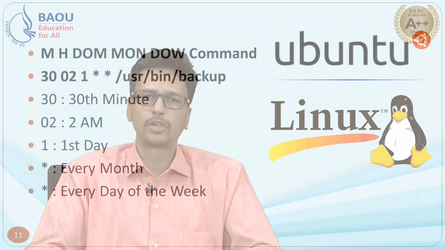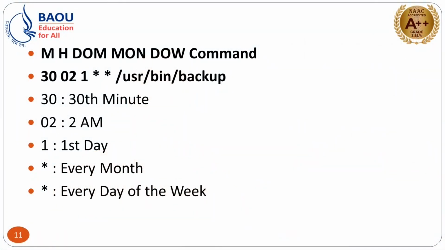In the same way, you can see on the screen. Say you want to execute on every day of the week. In that case, you use an asterisk for the same. If I am not using an asterisk, then I have to mention the specific day here, right? So I would like to execute the backup command at 2:30 a.m. on the first day of every month and every day of the week. Then I have to assign this command, right?